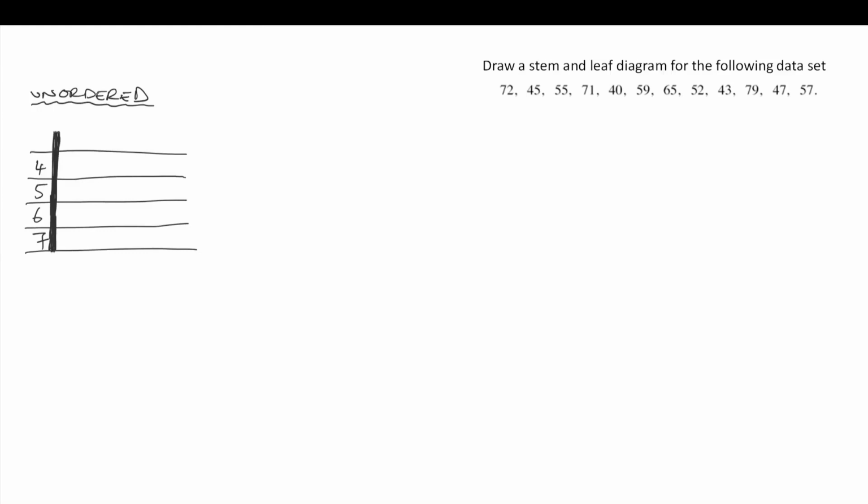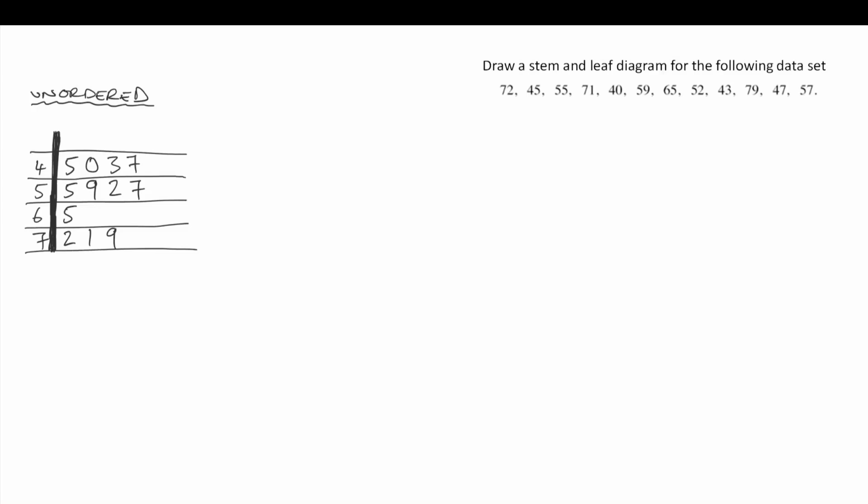So now I'm going to go through the list and add in the leaves. I already have the stems, the number in the tens column. I'm going to add the leaf, the number in the units column. So 72, I'm just going to add the leaf of 2. 45, I'm going to add the leaf of 5. And so on. So 55, 71, 40, 59, 65, 52, 43, 79, 47, and 57.